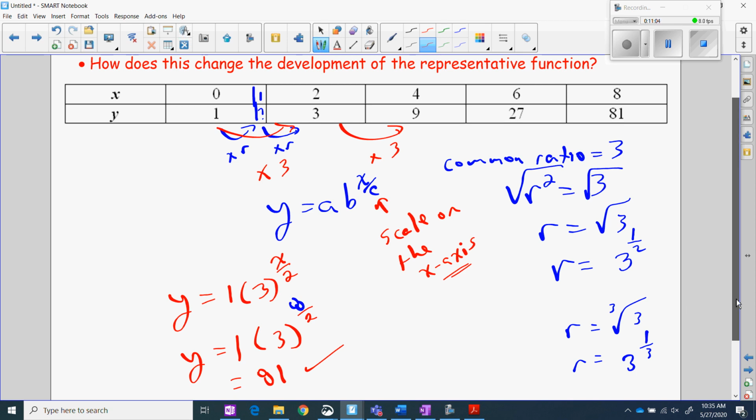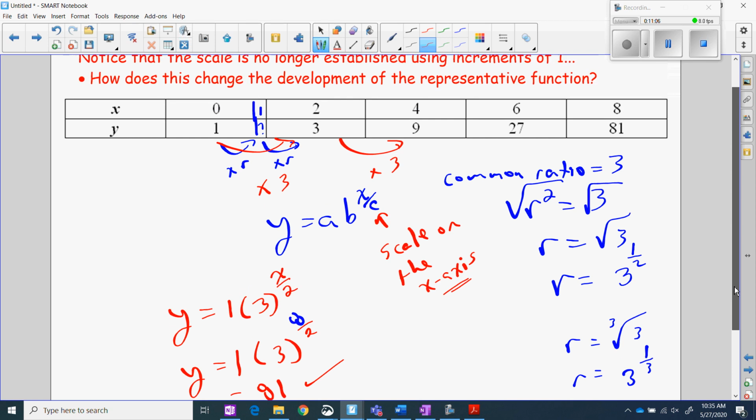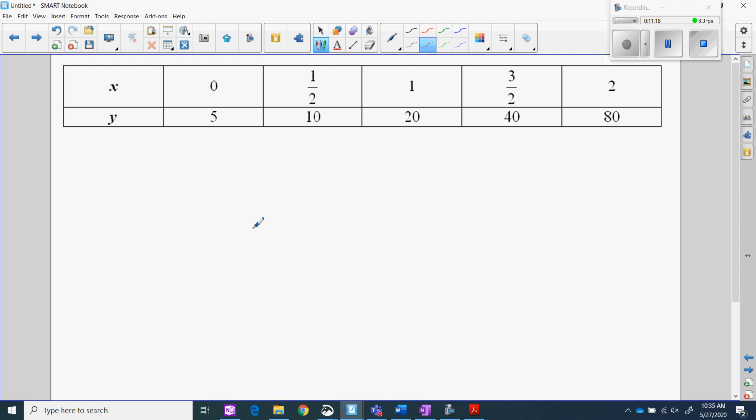Okay, so that's how you build exponential functions from a listing of data. So you've got y equals a b to the x over c. I'm going to have that all organized here. Oh, we got one more. So let's do one more.